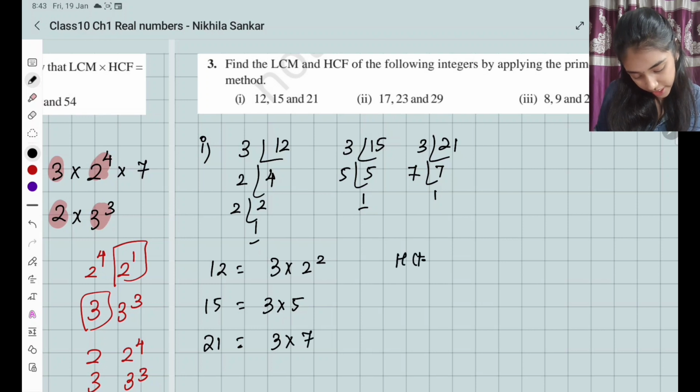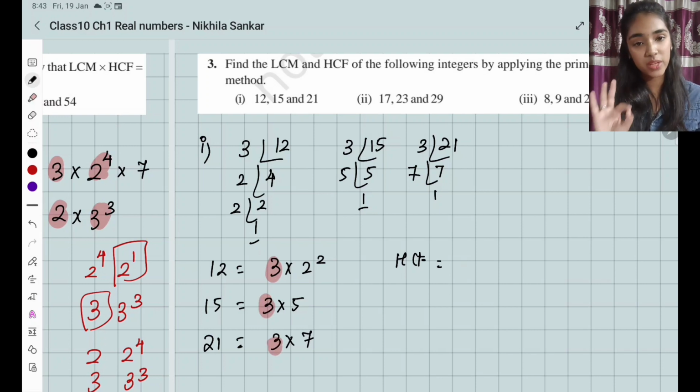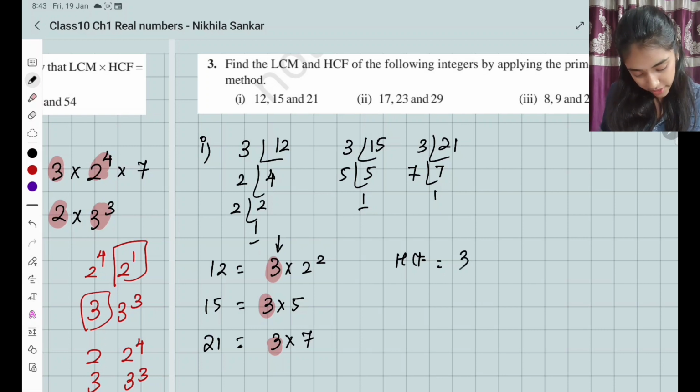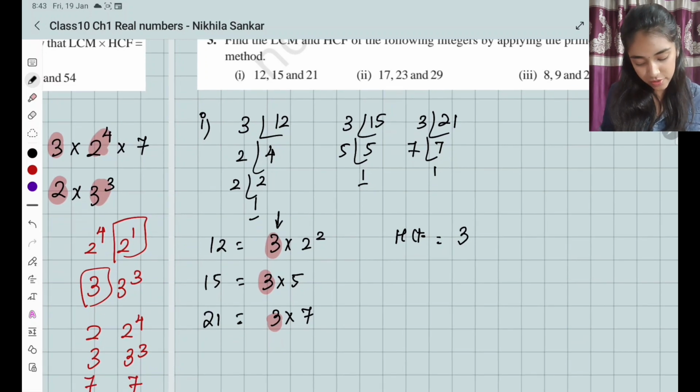Now for HCF, what do we need? We need common factors. So what are the common factors? You have 3 here, 3 here, 3 here. It should be present in all three numbers to be common. If it is only in two numbers, it is not common. HCF means highest common factor, and you have to take the smallest power. You only have 3 everywhere. So HCF is going to be 3.